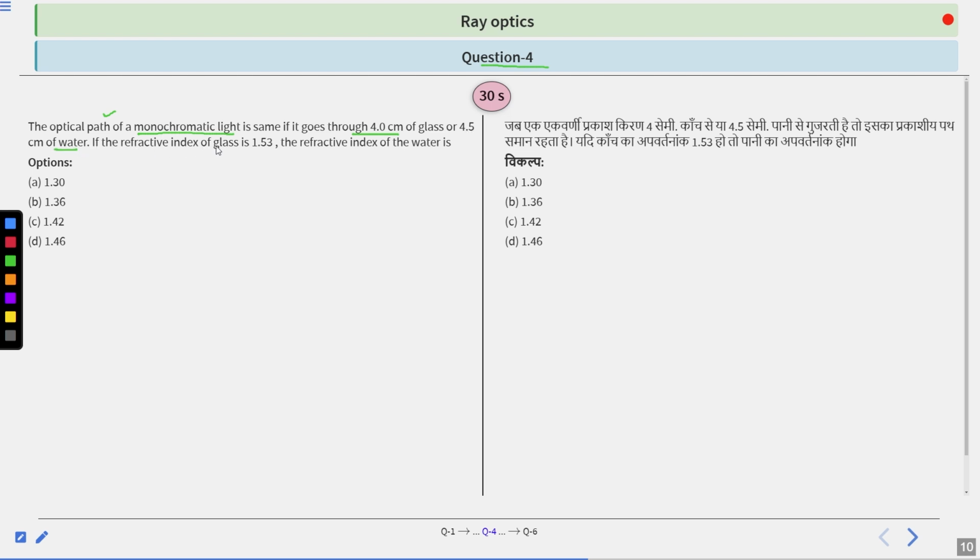If the refractive index of the glass slab is 1.53, the refractive index of the water is what? This question asks what will be the refractive index of the water. Options: A is 1.30, B is 1.36, C is 1.42 and D is 1.46. Which option is correct? Option A, B, C or D? You have some time to solve this question. After that, we will provide the solution.